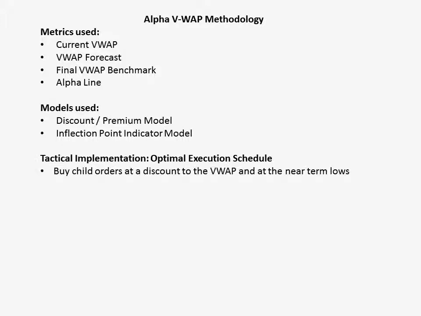The optimal execution schedule for the alpha VWAP is to buy child orders at a discount to the VWAP and at the near-term lows, and sell child orders at a premium to the VWAP and at the near-term highs.